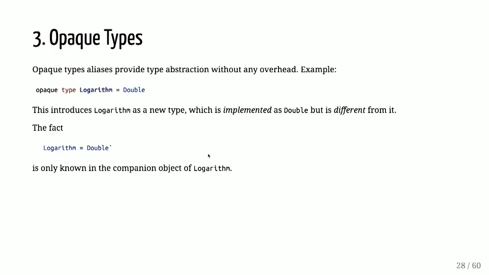So opaque types, or opaque type aliases, I should say, give you type abstraction without any overhead. So here's an example. Let's say we want to have a type for logarithms. And of course, a logarithm value, that's a double. But I want to have operations that are specific for logarithms. So if I write type Logarithm = Double, that's just a type alias. But if I prefix that with the opaque modifier, then I get a new type. So Logarithm is a type completely different from Double, which is implemented as a Double, but it's different. And furthermore, the fact that Logarithm equals Double is only known in the companion object of Logarithm.